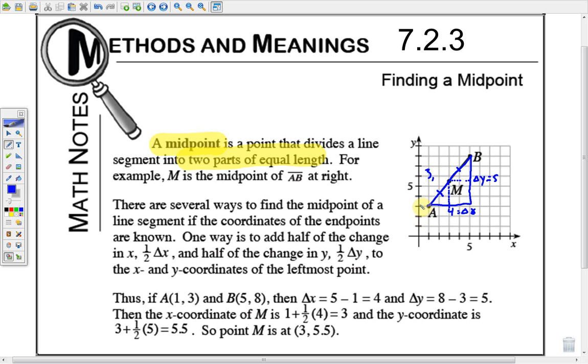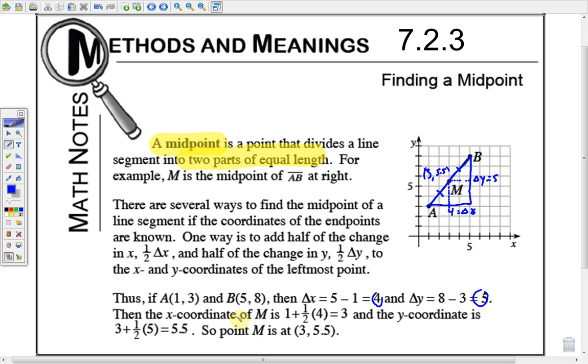5.5. You could add that value, half the x value, which would be 2. Is that not written down anywhere here? So they found delta x is equal to 4, so they subtracted 5 minus 1 and got 4. That's the 4 that we have here. And the delta y is 5. That's the 5 that we have right here.